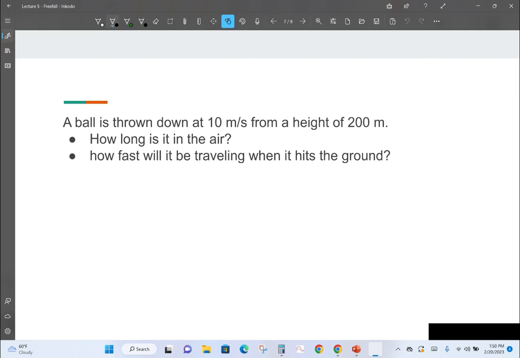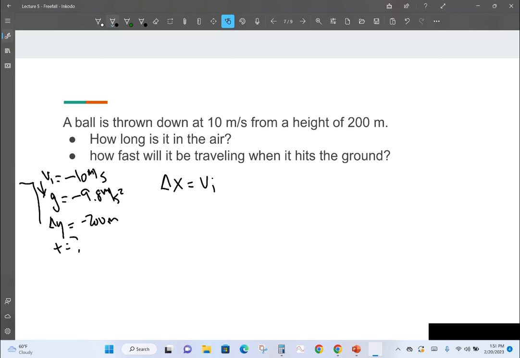All right, let's do the same problem, but let's change it up. We're going to throw this ball down with an initial speed of 10 meters per second down. That's negative 10 meters per second. And it's going to be falling at negative 9.8 meters per second squared. And it's going to fall negative 200 meters, and we want to find time. So the only formula that we're going to use is delta x equals VIT plus 1/2 GT squared.